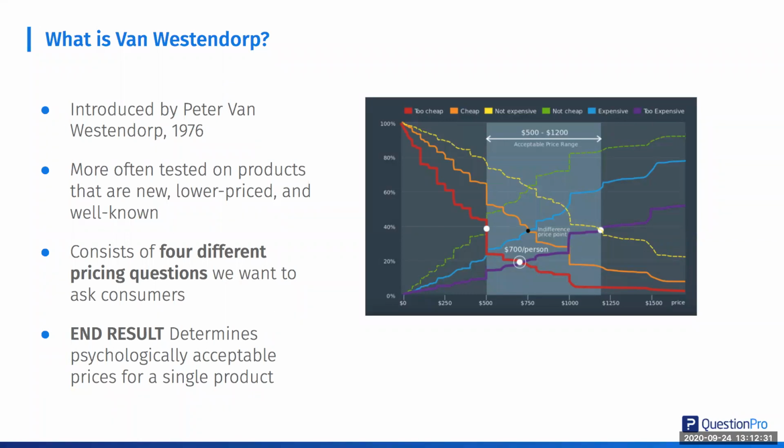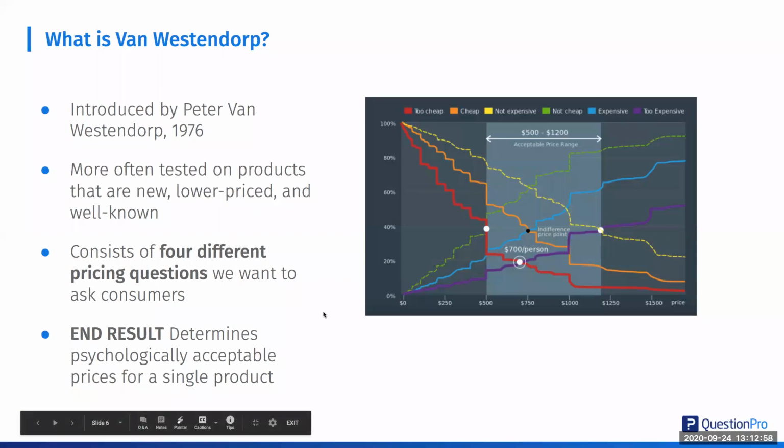This research technique is composed of 4 different pricing questions that we want to ask our consumers. I'll get to that on the next slide. It's more often tested on products that are new, lower priced, and well known. For example, technology like a Bluetooth speaker, something that's trendy, something that people want to buy, and it's affordable and can fulfill the needs that you want.